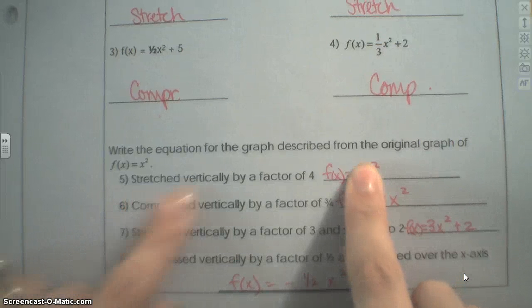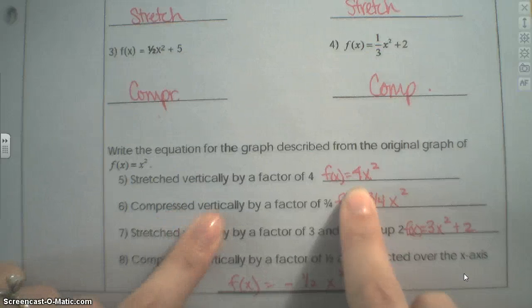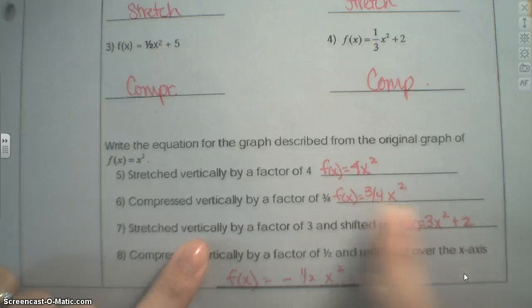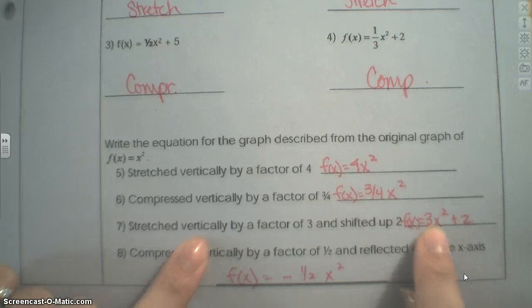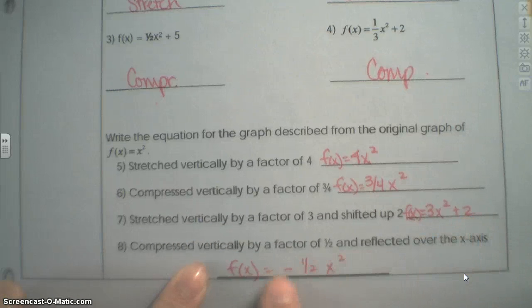So we want to stretch vertically, so that's a number out front of 4. We want to compress vertically by 3/4, so that's a number out front, 3/4. Stretch vertically by 3, and then shift up 2 would mean a +2 behind. Compressed vertically would be a 1/2 out front, and reflected would mean the negative in front of the 1/2.